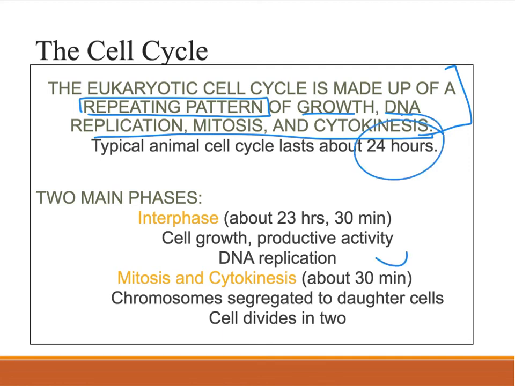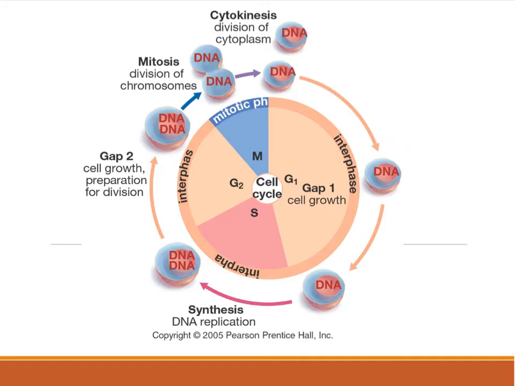Interphase, right, snooze fest, is the majority of the time. Cells are growing, and you've got DNA replication happening. Mitosis takes about a half hour, okay? The chromosomes separate, and then the 2 daughter cells are produced. Keep in mind you're getting an exact copy of the cell, whereas when you have fertilization, you're getting a brand new cell. So when we talk about mitosis, we're talking about an exact copy.